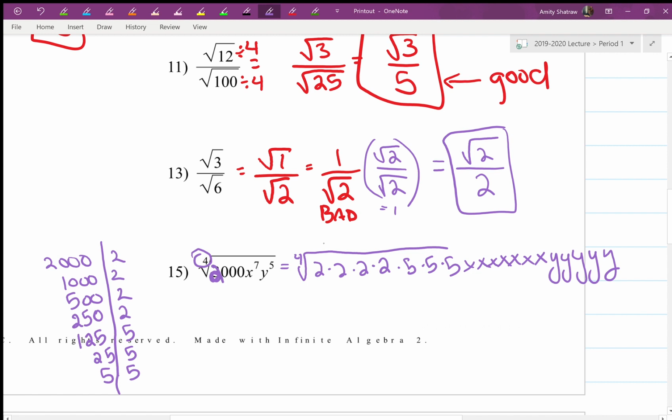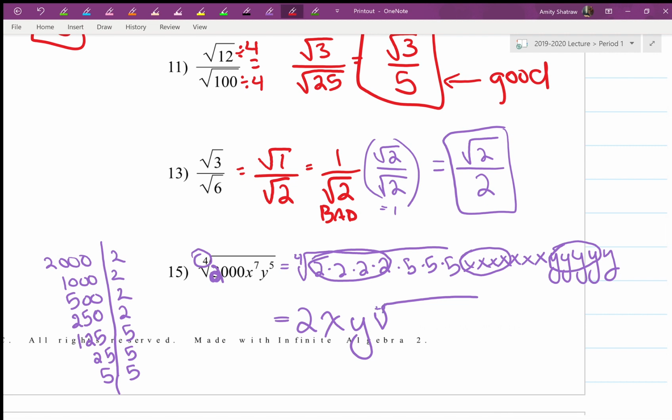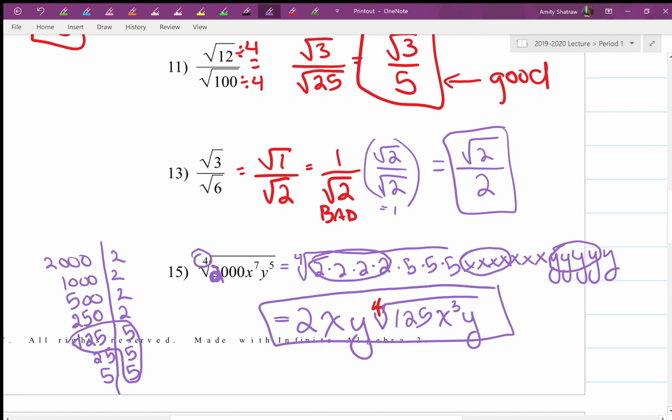Getting married and leaving the radical house. And inside of that 4th root, hold on a second, let me make that look better. That 4th root, I still have the 125, which is all 3 of these 5's. I also have an x cubed, and I still have a y. And that, my friends, is the extra credit. Good luck.